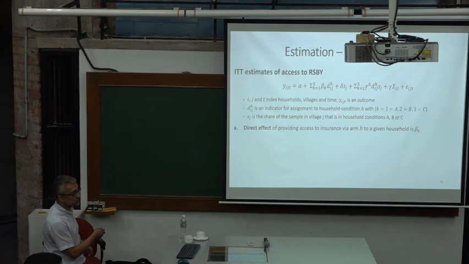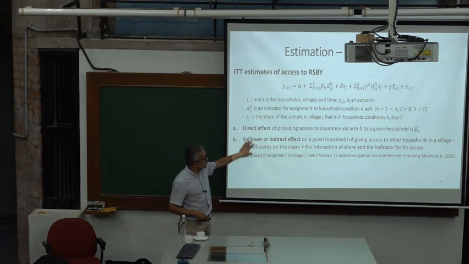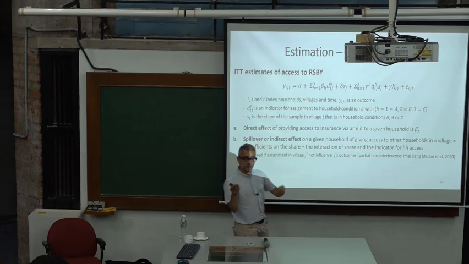There's a spillover effect, which is the coefficient on the share plus the interaction of the share and whether or not you've got household access. Because it's got to be you getting access, then interacting with the share, right? There's an intercept, and then there's a slope on that. So that's pretty easy. This is the paper. If you want to measure this, the assumption that you need is that the assignment in village j prime, different than the village you're looking at, does not influence j's outcome. So assignment in other villages doesn't affect the outcomes there. It's a partial non-interference assumption that's required for that to be an unbiased estimator.